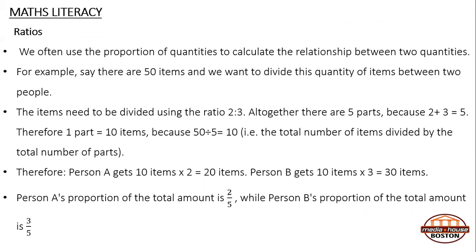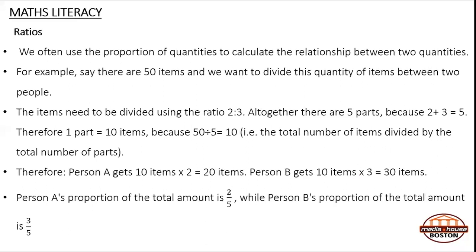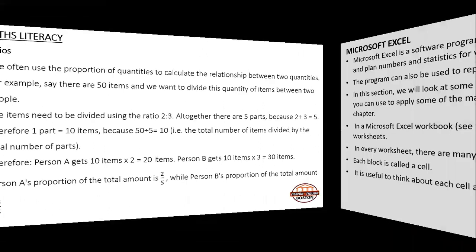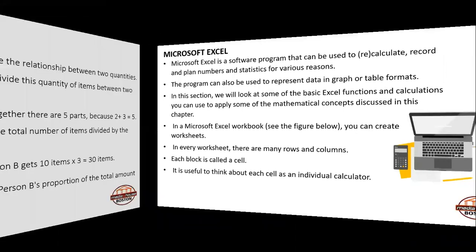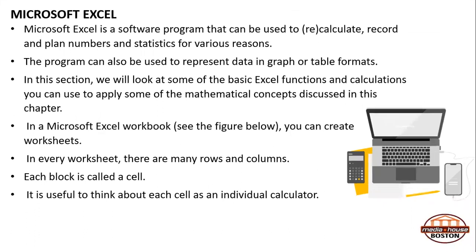Therefore, person A will get 10 oranges times 2, which means 20 oranges. Person B will get 10 oranges times 3, which means 30 oranges. So person A's proportion of the total amount is 2/5, whilst person B's proportion of the total amount is 3/5. That's basically how we work with proportion and with ratio.